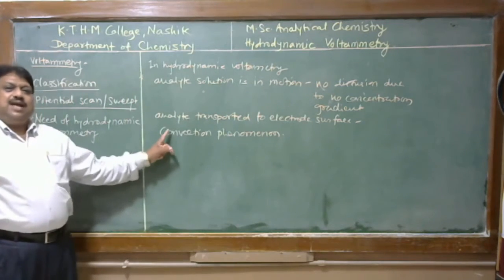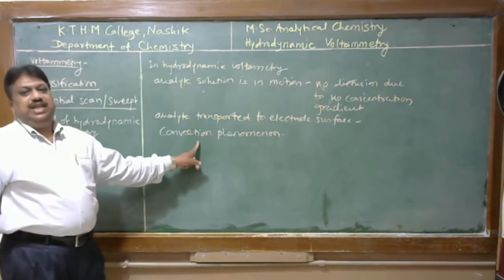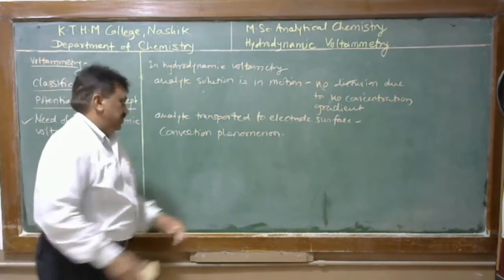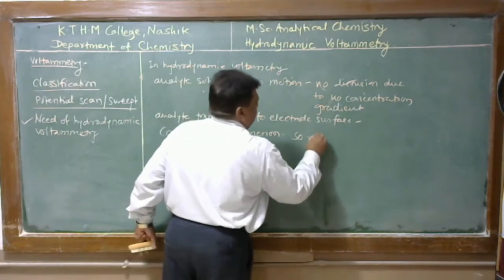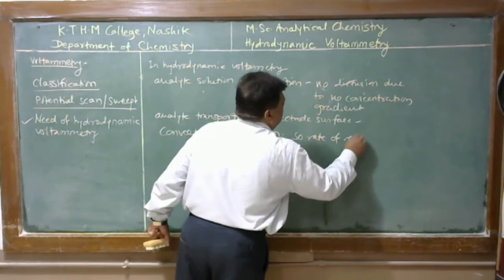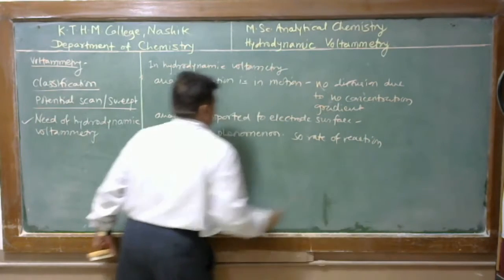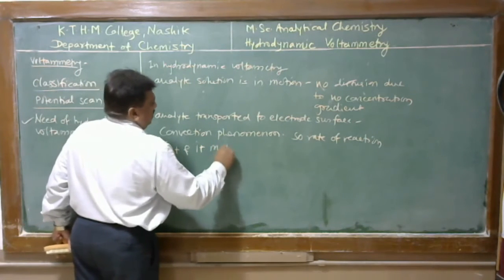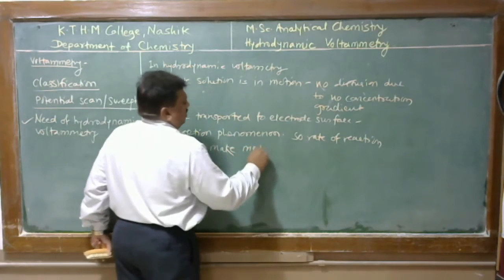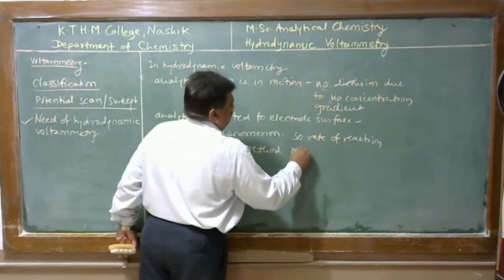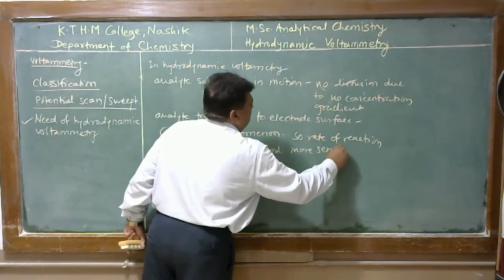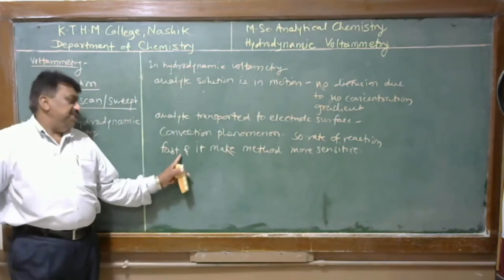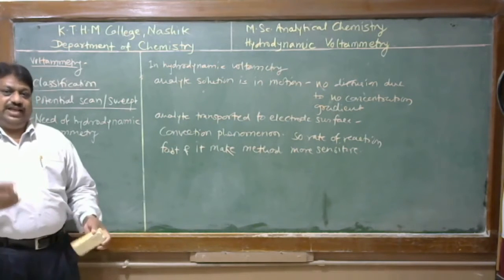Therefore, mechanically, analyte species are transported to the electrode surface, and therefore, definitely, the rate of reaction is faster. So the rate of reaction is faster and it makes the method more sensitive. That means here the smallest amount of analyte can be measured, as those are transported to the electrode surface.